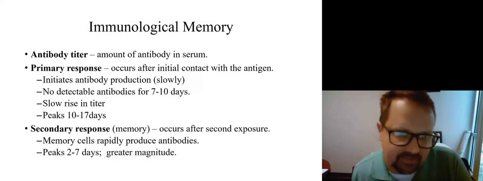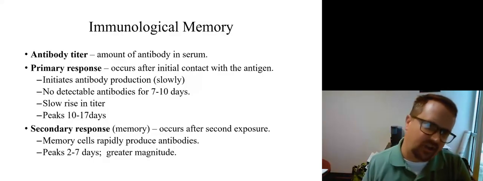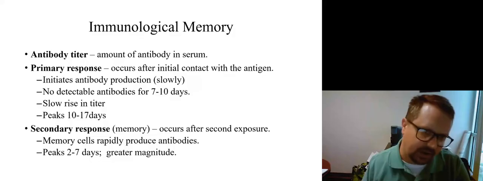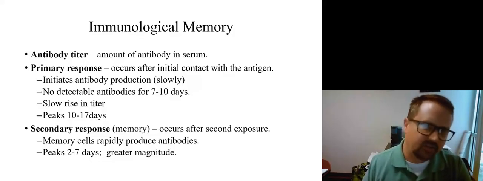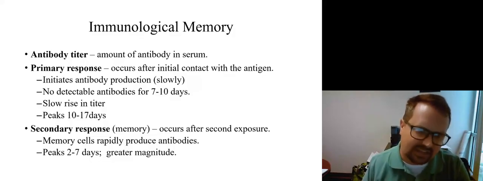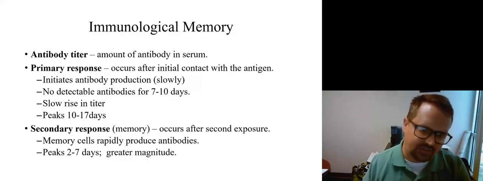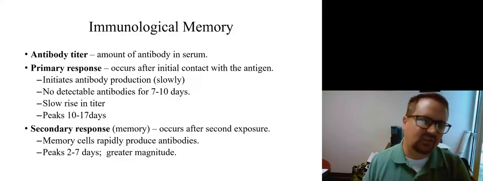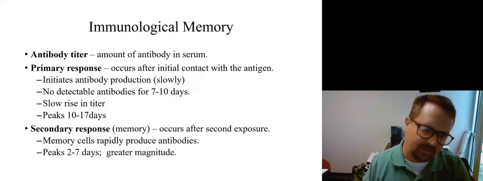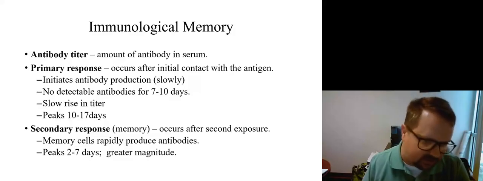Antibody titer is the amount of antibodies in serum. How many antibodies do you have? Your antibody titer goes up during your immune response. The primary response after initial contact with the antigen is very slow. Antibody production is slow. You don't have antibodies for 7 to 10 days. It's slow to rise in titer, and it peaks after 10 to 17 days.